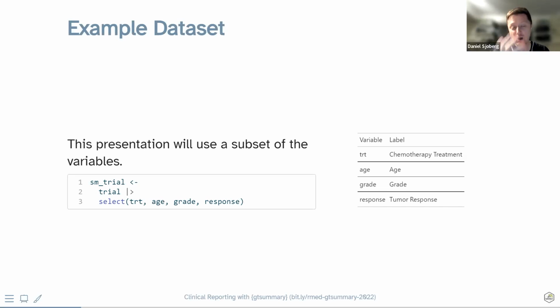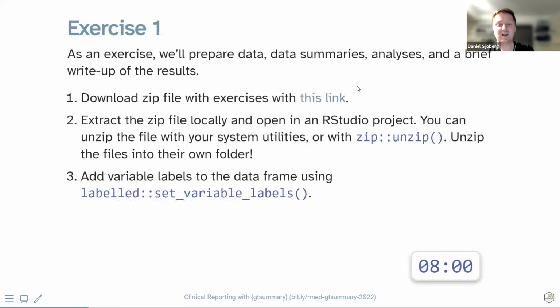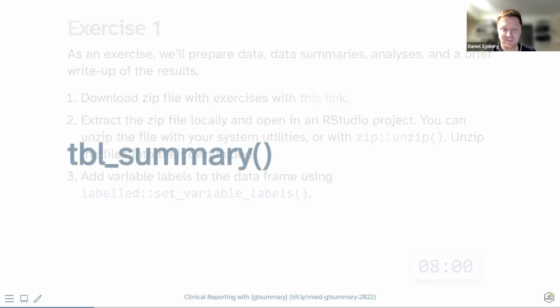All right, so the trial data set, we're going to primarily focus on a smaller version. So we're going to call it SM trial for small. And it's just going to have treatment, age, grade, and response. And it's just a little bit more contained, a little bit easier to go through the examples with. So, all right, again, if you have questions, 100% feel free to stop me. So when I gave this as a workshop, we had exercises throughout, but we're going to do them all at the end if you have time, if we all have time.